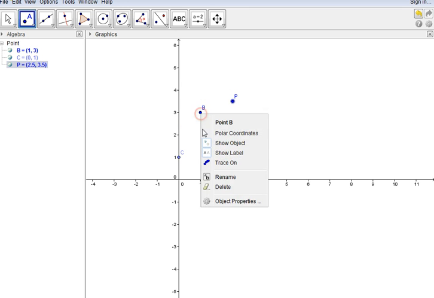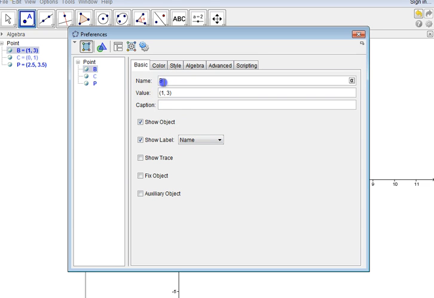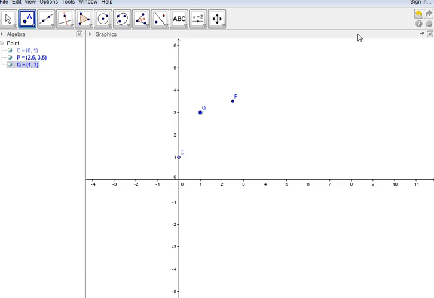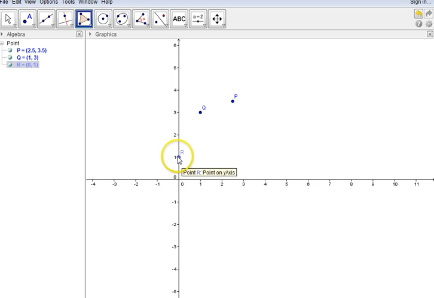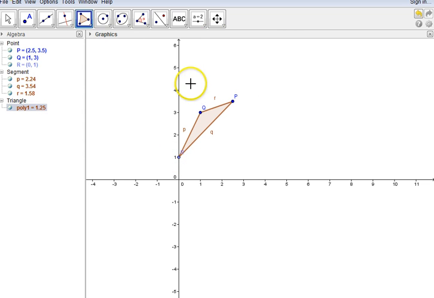And this point is Q. So I'm going to change its name. And it's at 1, 3, that's good. And I have a point R at 0, 1. Make the polygon. I don't need those labels, so I'm going to turn them off.